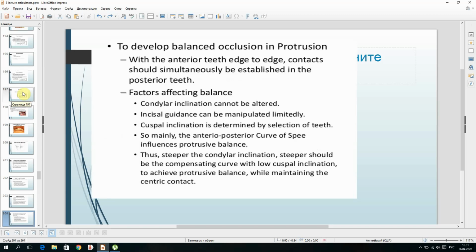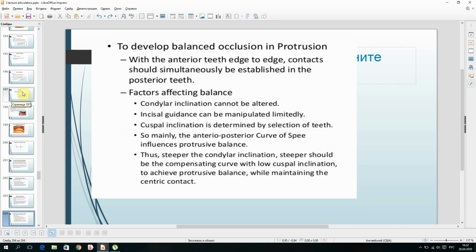To develop balanced occlusion in protrusion, with the anterior teeth edge to edge, contact should simultaneously be established in the posterior teeth. Factors affecting balance. Condylar inclination cannot be altered. Incisal guidance can be manipulated only to a limited extent. Cuspal inclination is determined by selection of teeth, so mainly the anterior-posterior curves influence protrusive balance.